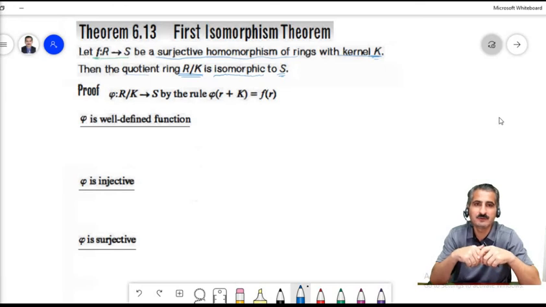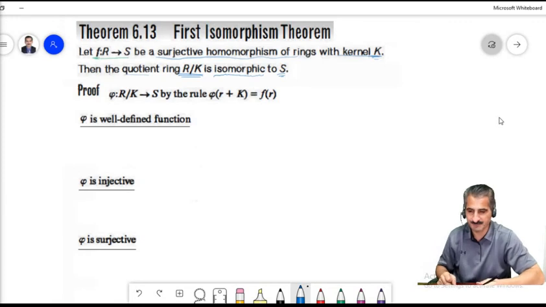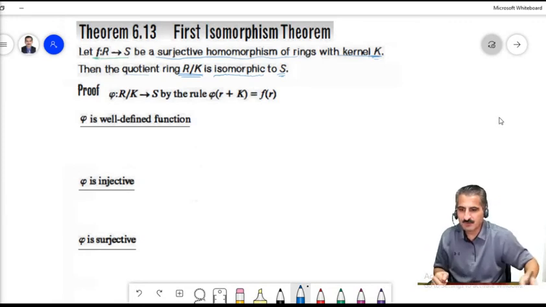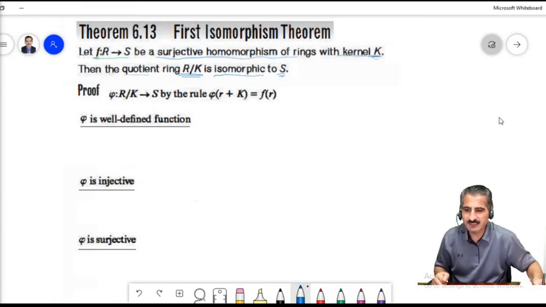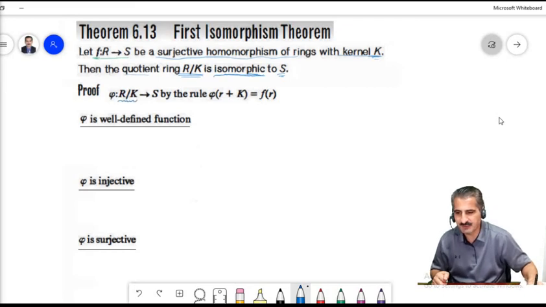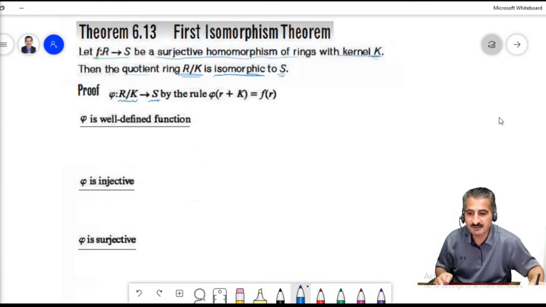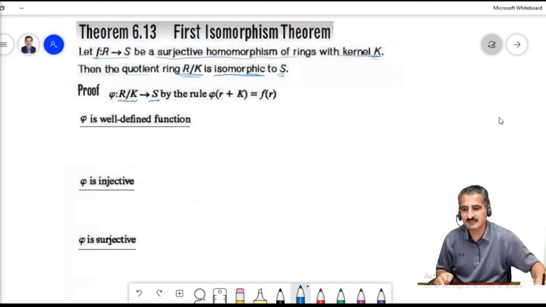When we worked with isomorphism in the groups, the isomorphism has to preserve one operation. But now we are in a ring, so we have to preserve two operations. Okay. Now, we want to show that R over K and S are isomorphic. So we need to define a function from R over K to S. And the input is a coset, and the image is an element in S.